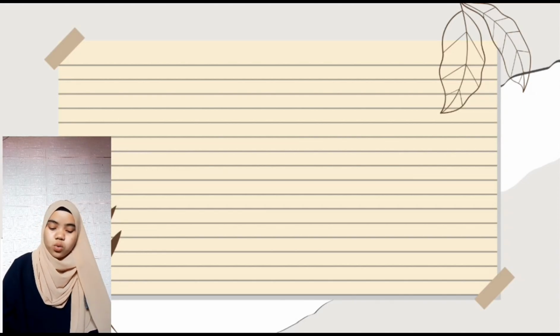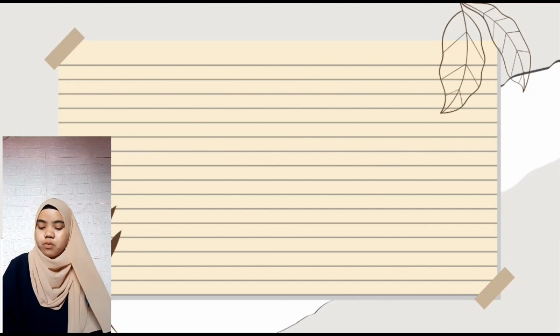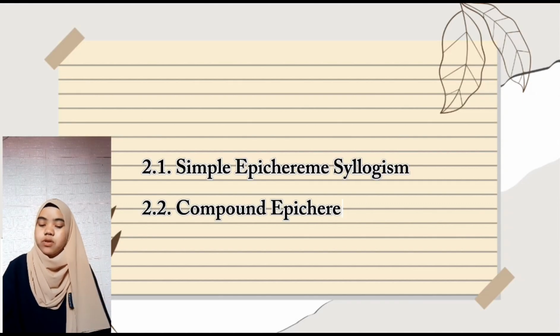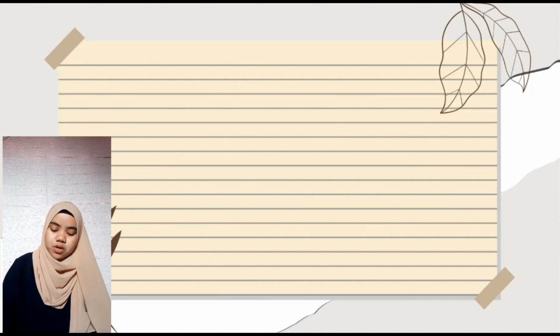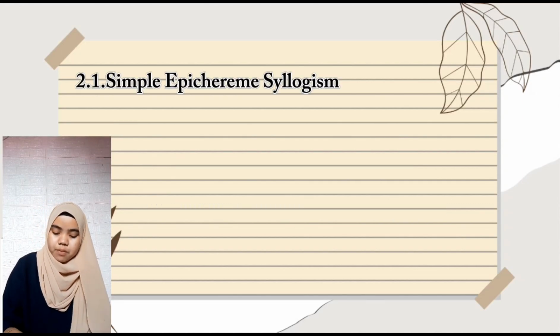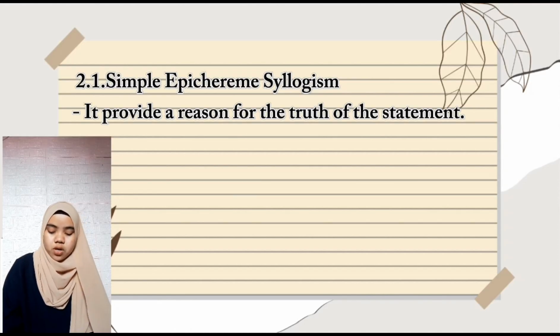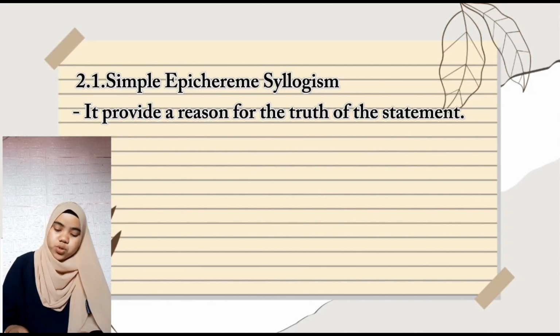So, there are two parts of the epigram, which are the simple and compound epigram syllogism. First is the simple epigram syllogism. It provides the reason for the truth of the statement. It is used to show the relationship between the premise and the conclusion.